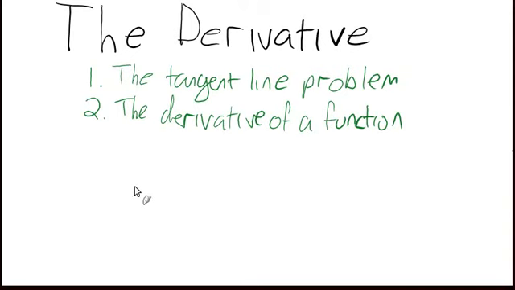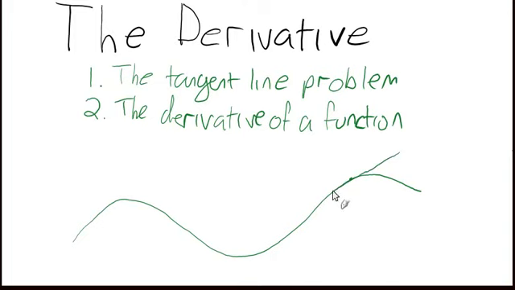The first problem that we look at in calculus is the tangent line problem. And that means that, say, we have a curve, and here's a point here. A line that is tangent to a curve is one that touches it in one place, and there again shall it touch.